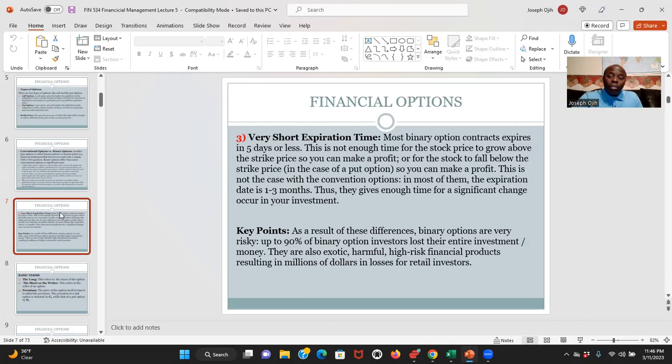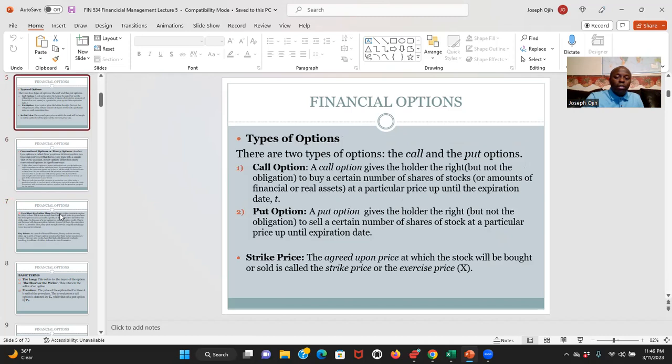Anyway, let's turn our attention to the main options. Remember, I explained that a call option gives you the right, but not the obligation, to buy a certain number of shares of stock or amount of a financial asset at a particular price until the expiration date. A put option gives the holder the right, but not the obligation, to sell a certain number of stocks at a particular price up until the expiration date. And the agreed upon price at which the stock will be bought or sold is called a strike price.